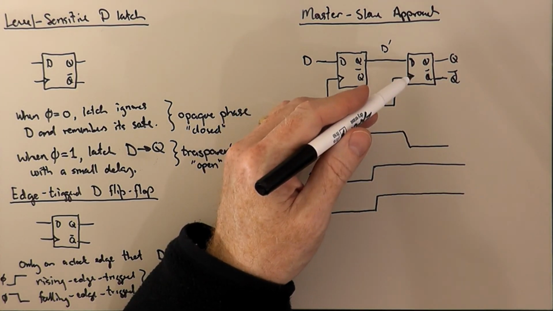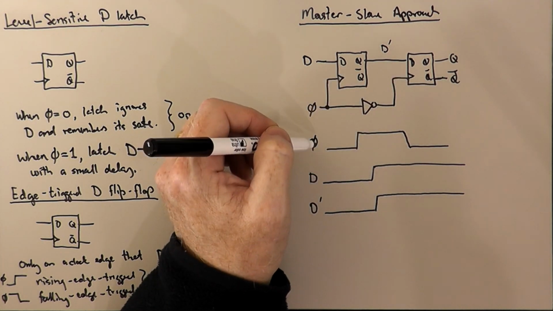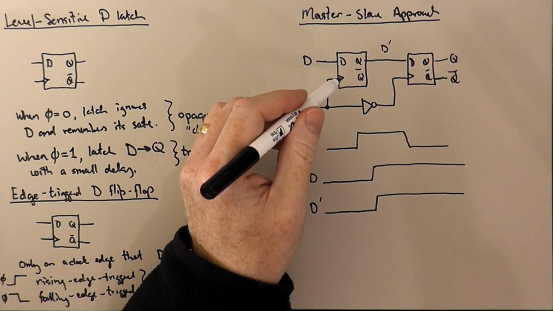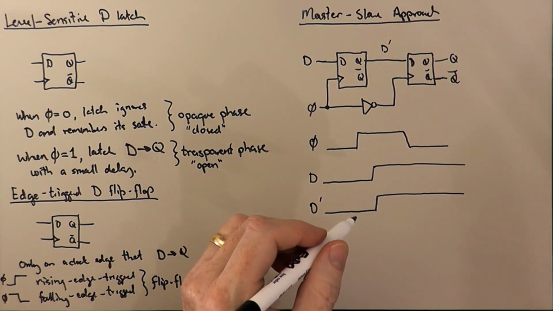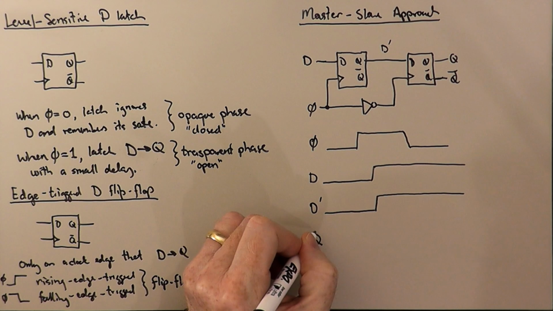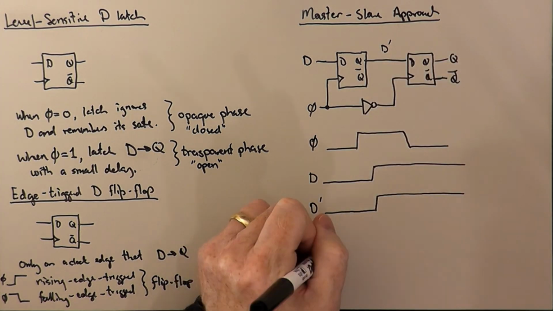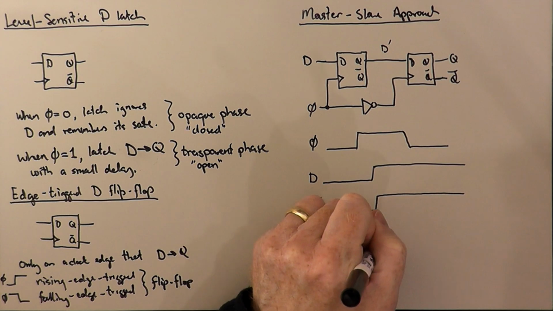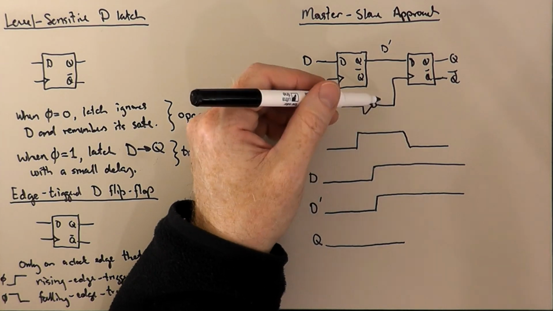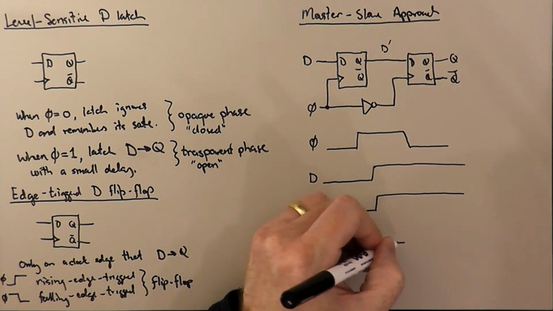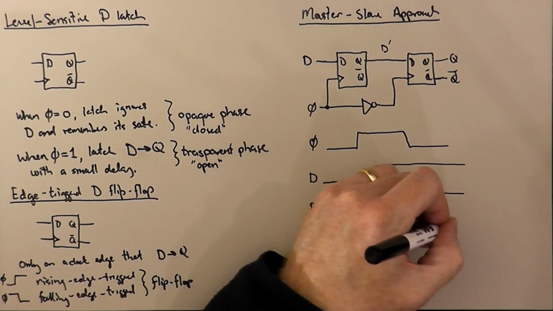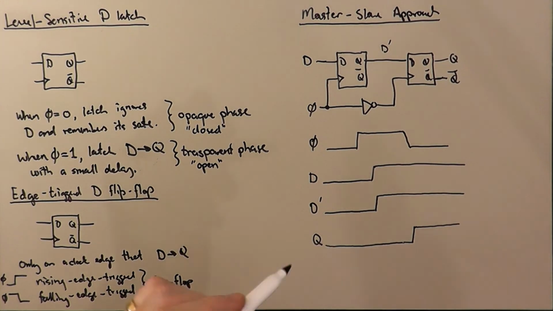Well, when we're in the transparent phase of the first latch, the second latch is in its opaque phase. And so D prime is not going to propagate through to Q, the overall output here, until phi goes low. Phi bar then going high will allow D prime to go through.